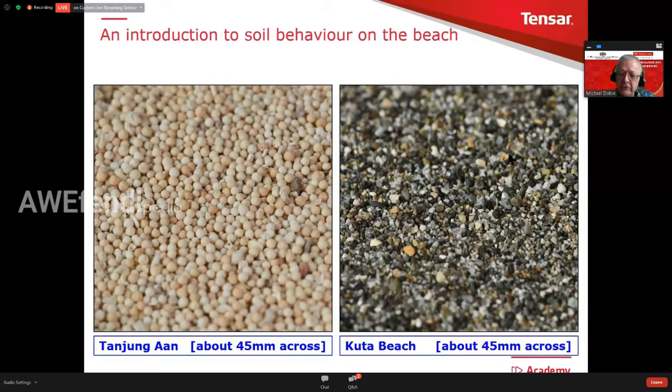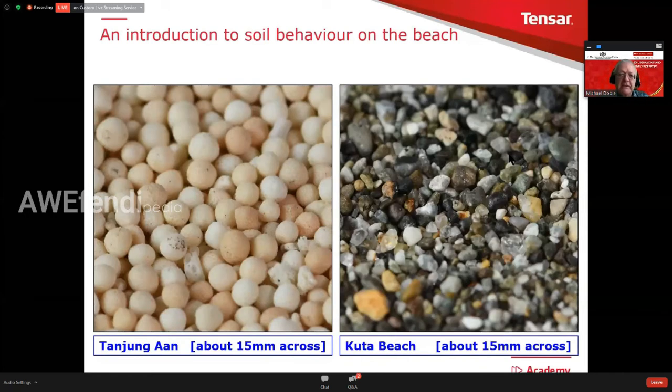But when you look at the beach, the sand looks more like this. And if I zoom in a little bit to make it a bit easier to see, then when we look in detail, the sands are quite different. We can see very clearly now those spheroids, or oolites as they're called, from Tanjung An. But on Kuta Beach, we have a variety of mineral types, a variety of particle sizes, quite angular, slightly rounded by the action of the sea. And not surprisingly, we've seen that the performance of those two sands is really quite different.